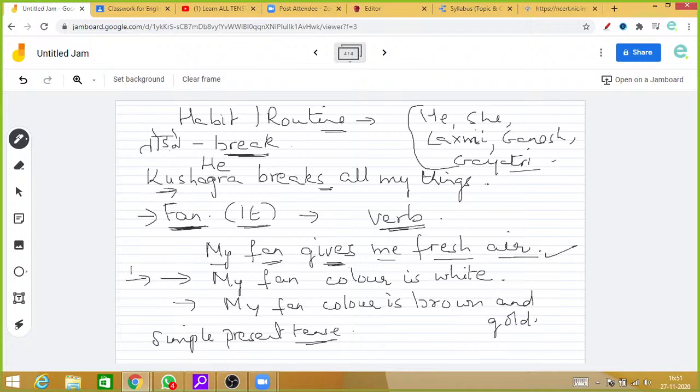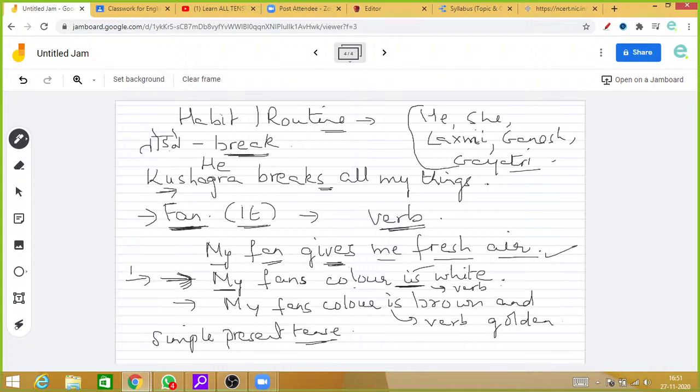Okay, so let us discuss these sentences. Now you are giving a fact about the fan, right? But when you say my fan, then you have to add s here. My fan's color, because the verb here is. So you have to say my fan's color is white or my fan's color is brown. But these are helping verbs. We'll come to helping verbs later.